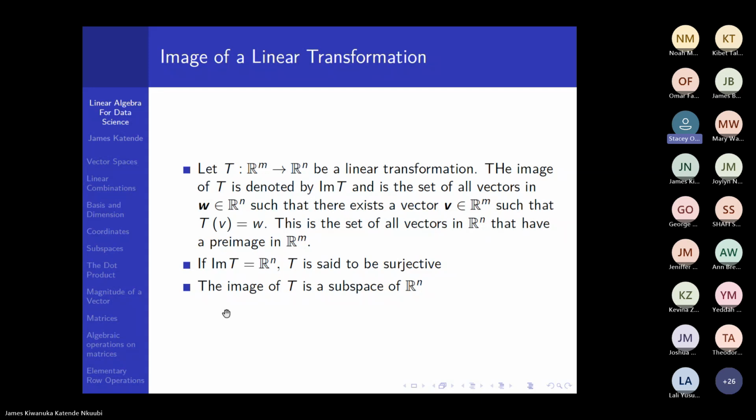I have a question. How will we know if Rm is mapped fully to Rn or partially? How will you know? We will do some examples, you will see. There are ways to tell.